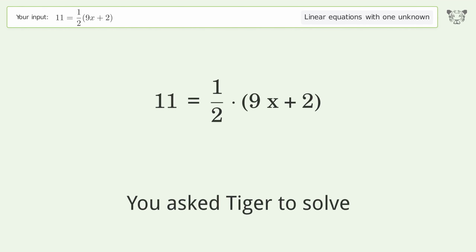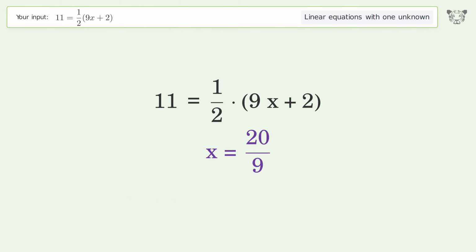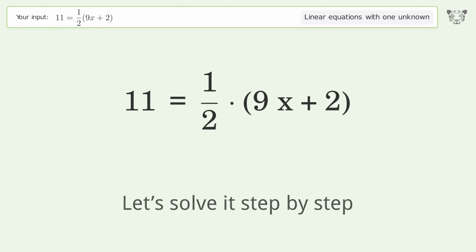You ask Tiger to solve this. It deals with linear equations with one unknown. The final result is x equals 20/9. Let's solve it step by step.